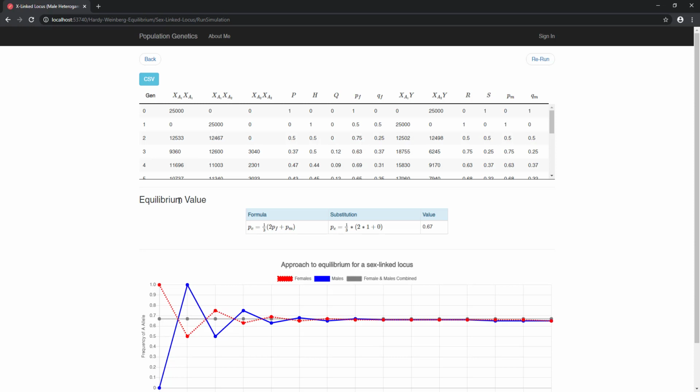The sum and substance of this lecture is that for X-linked loci with different allele frequencies in the two sexes, the approach to equilibrium is gradual.